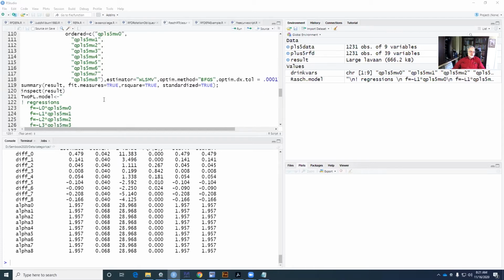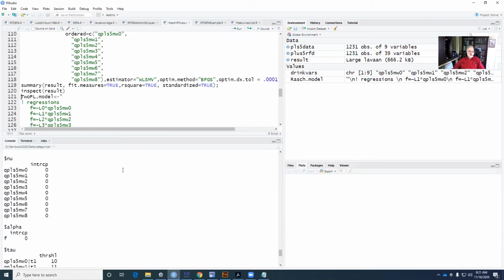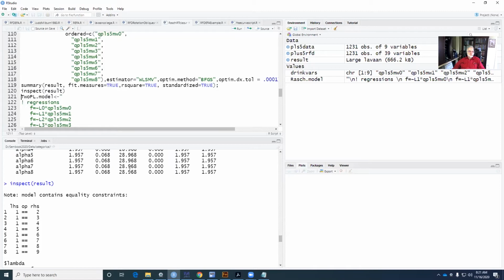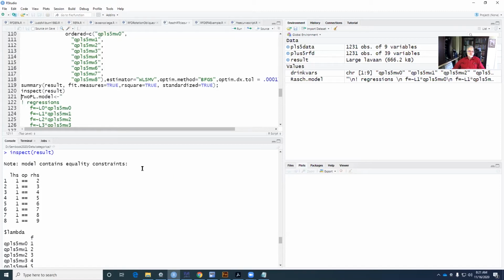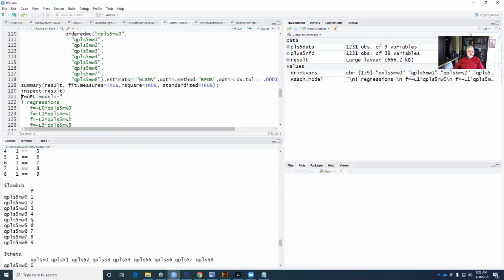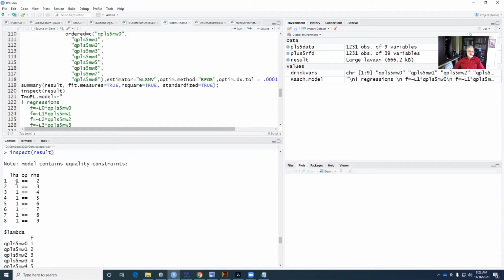Now, whenever you're programming in lavaan, it's always a good idea to get a listing of what your free and fixed parameters are. In Mplus, we run that check by running Tech 1. In lavaan, we have the inspect command, so I can run that. It will tell me where my fixed and free parameters are. So here are my individual factor loadings, and these are the equality constraints that I've got going on.